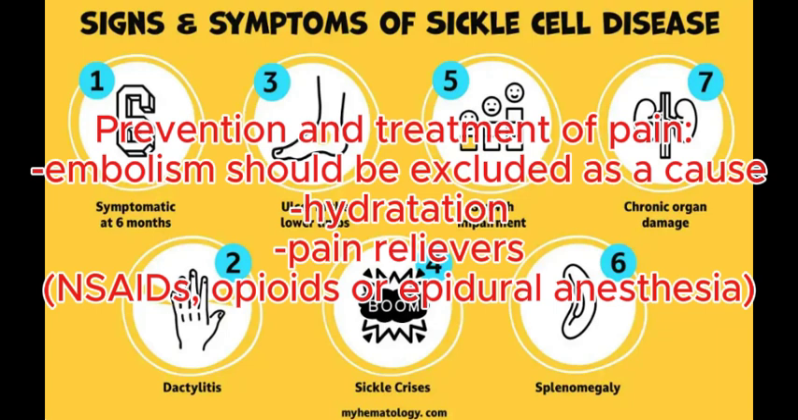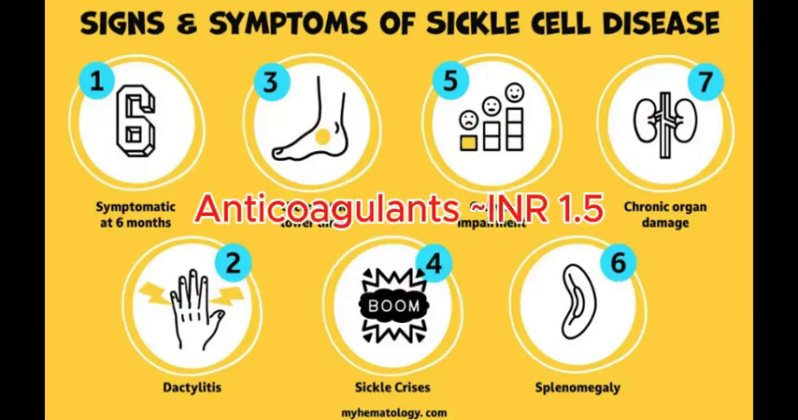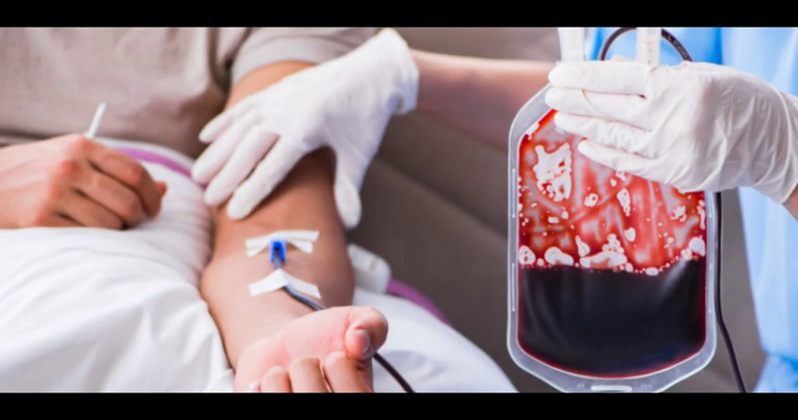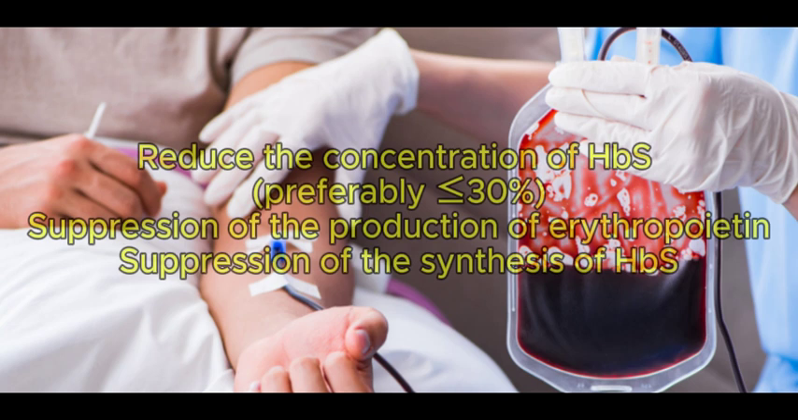The patient should be adequately hydrated and administered pain relievers, for example, non-steroidal anti-inflammatory drugs, opioids, and epidural anesthesia. Anticoagulant: vitamin K antagonist in low doses to keep INR 1 to 1.5, or unfractionated heparin. Transfusions of packed red blood cells, which reduce the concentration of hemoglobin S, preferably under 30%, by hemodilution, suppression of the production of erythropoietin, and synthesis of hemoglobin S.